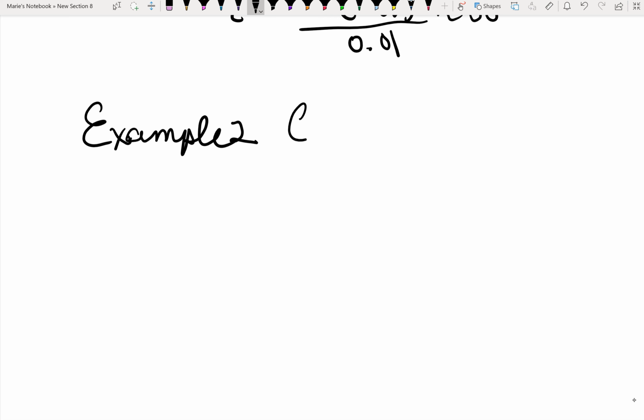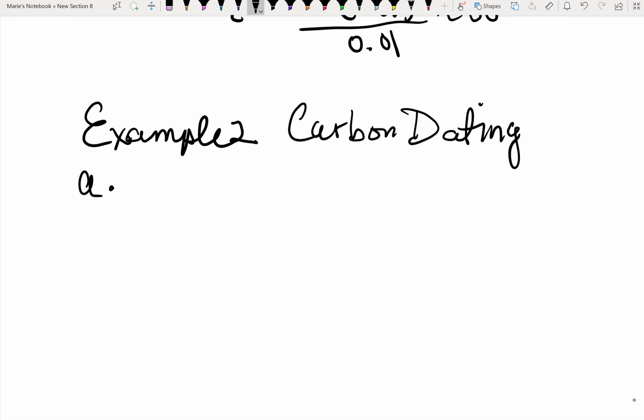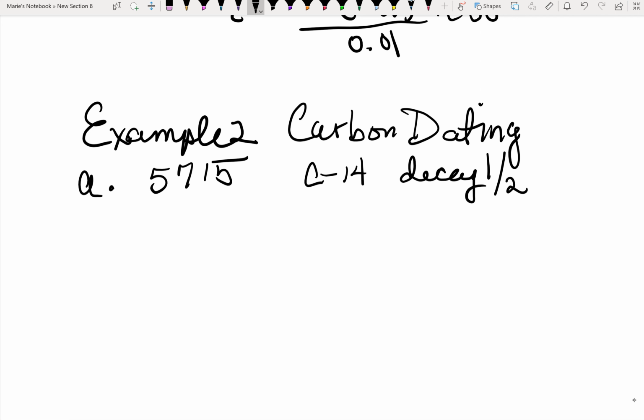Carbon dating, basically. In part A, it says to use the fact that after 5,715 years, a given amount of carbon-14, I'm just going to put C14, will have decayed, like I said, to half of the original value.